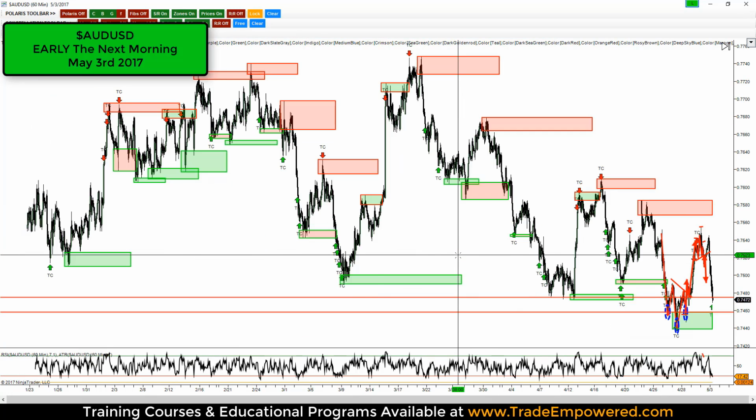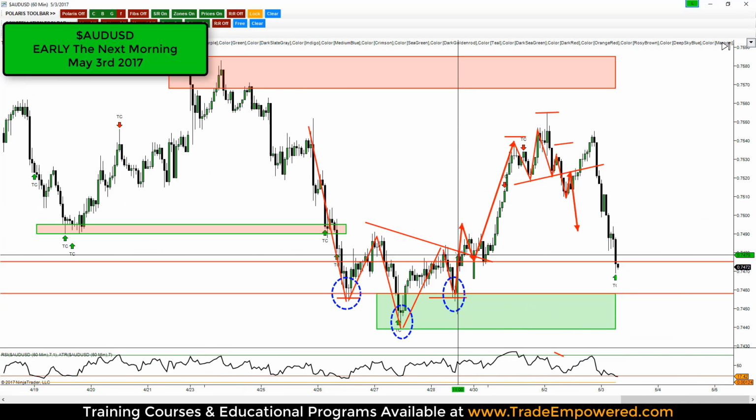Again, I don't necessarily think that we're going to continue lower. It looks like that on the 60-minute time frame, but if you remember the higher time frame analysis that we did, we still really kind of held that structure level.